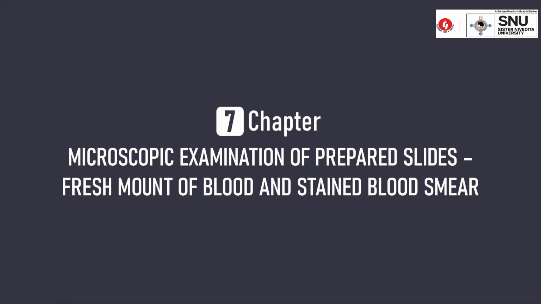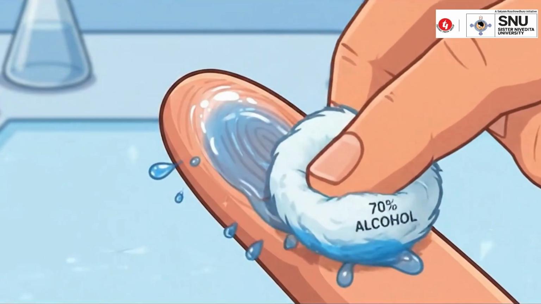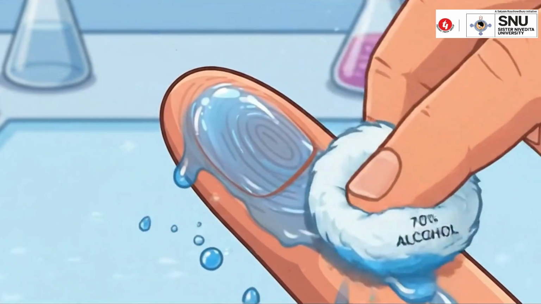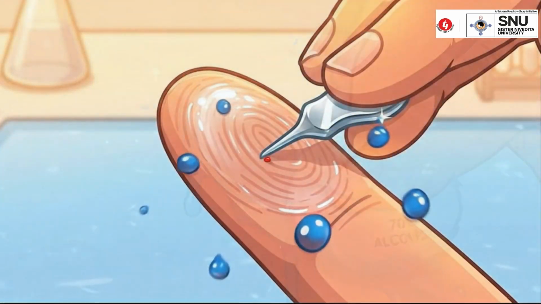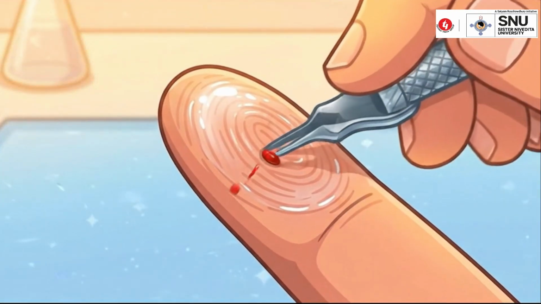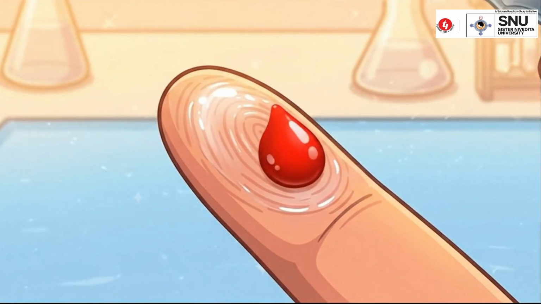Finally, let's enter the last chapter of our journey, where we explored blood group determination and the microscopic study of stained blood smear with preparation. To determine the blood group of a sample, first clean the fingertip with 70% alcohol and allow it to dry. Using a sterile lancet, gently prick the fingertip to obtain a small drop of blood.